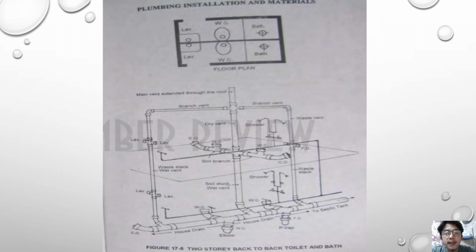So, in this figure, pinapakita dito ang plumbing installation for a toilet and bath on 2 floors of a building. The toilet and bath are located back to back, meaning they share a common wall. The installation includes pipes, fixtures, and other equipment necessary for the proper functioning of the toilet and bath. This figure provides a clear visual representation of how the plumbing system is set up to ensure that water flows to the fixtures and waste is efficiently removed from the building.